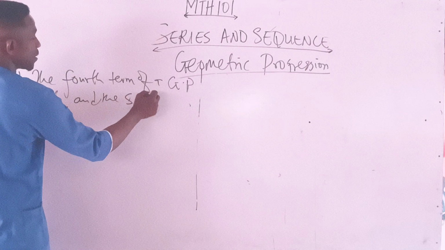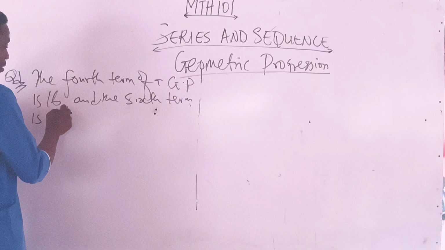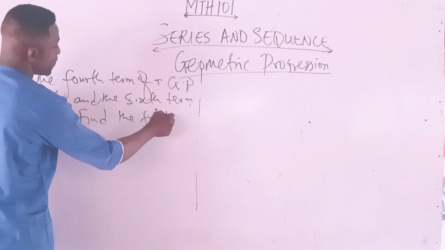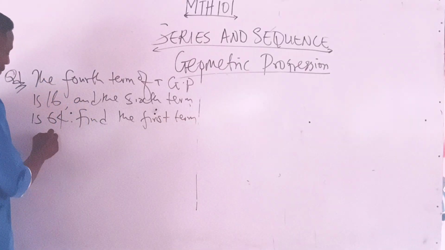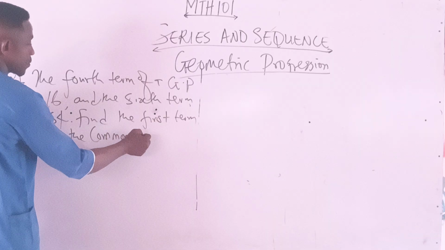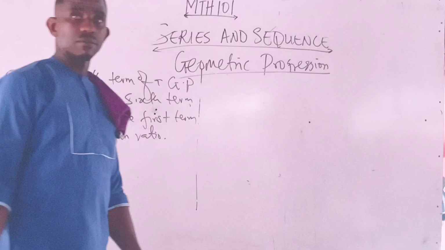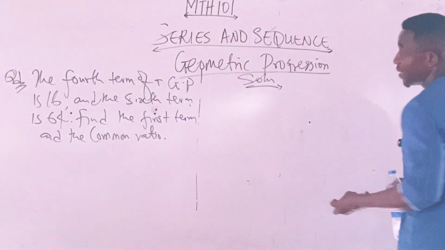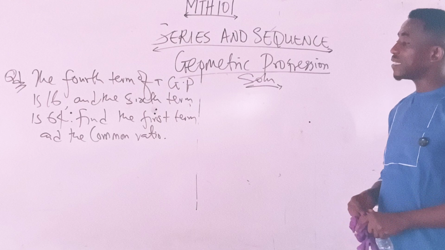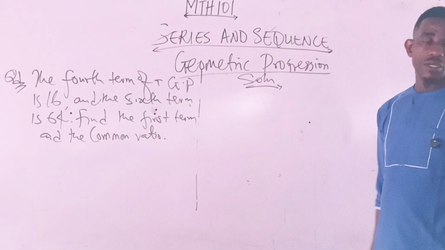And the sixth term is what? 64. Find the first term and the common ratio. Solution. The fourth term of a GP is 16 and the sixth term is 64. Find the first term and the common ratio.